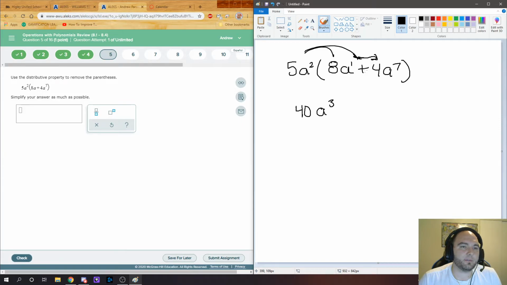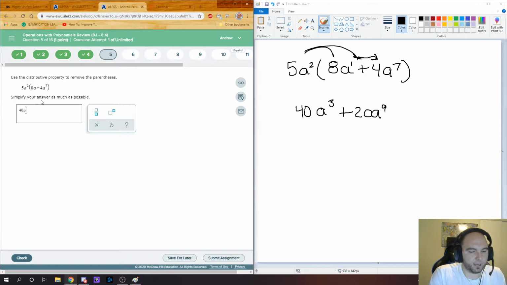Then we have 5a squared times 4a to the 7th. 5 times 4 is 20, and a squared and a to the 7th, add those exponents to make a to the 9th. So my final result was 40a to the third plus 20a to the 9th.